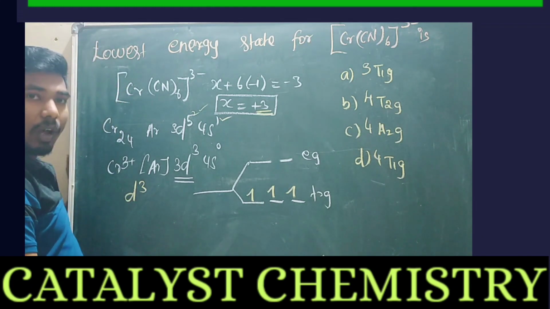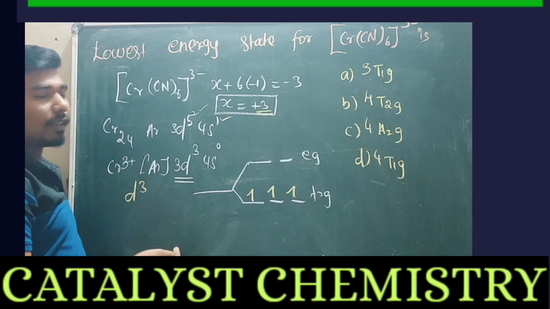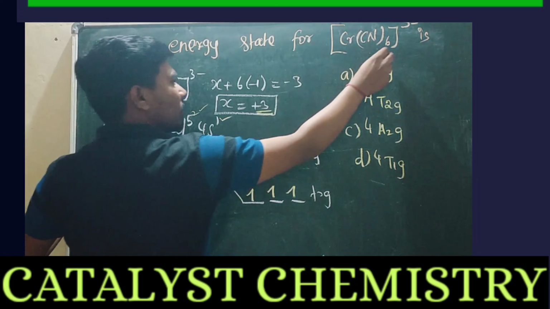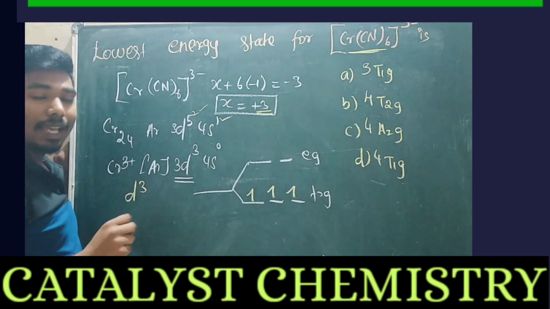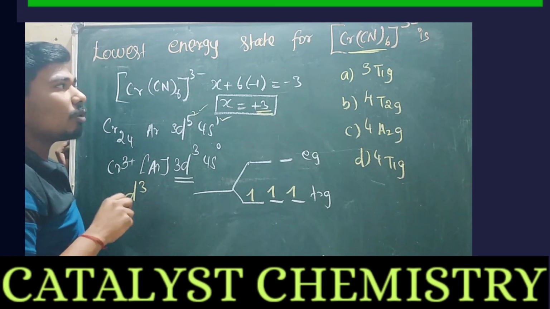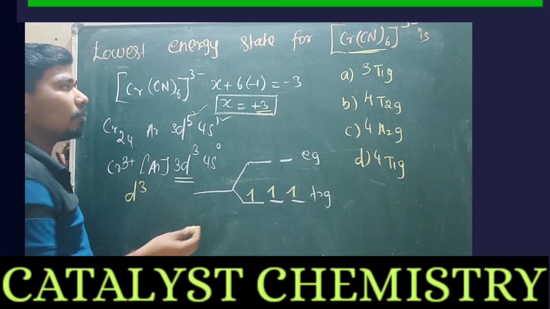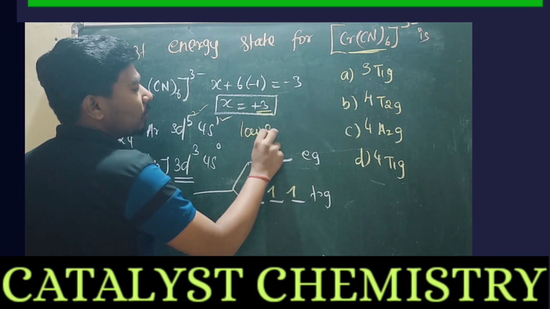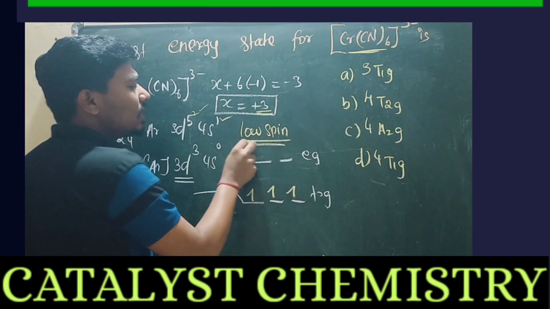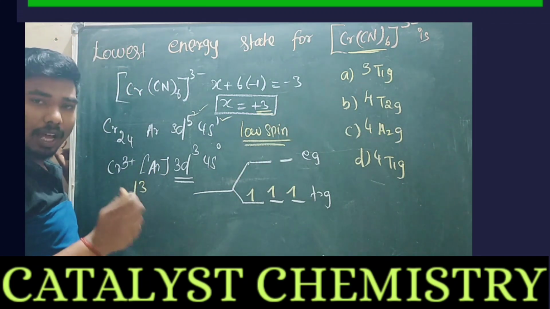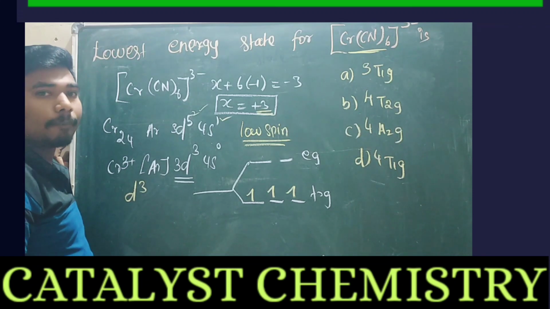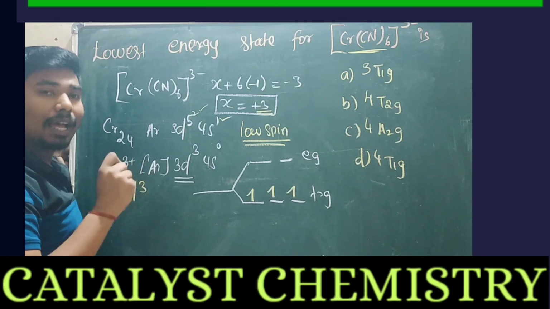And now, whether this orbital diagram is applicable or not depends on the ligand system. Cyanide is a strong field ligand. Strong field ligand means it can form the low spin complex. So in such cases, the orbital diagram is not applicable. It is applicable only for high spin complexes.